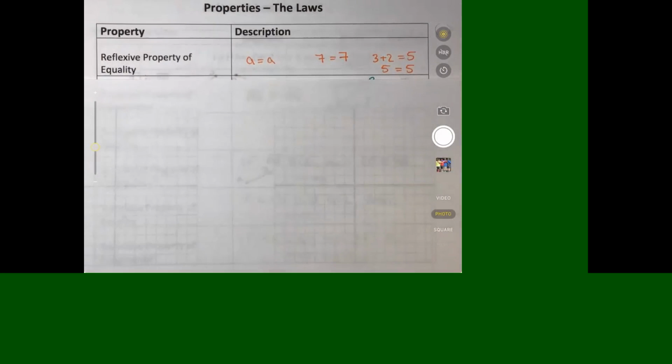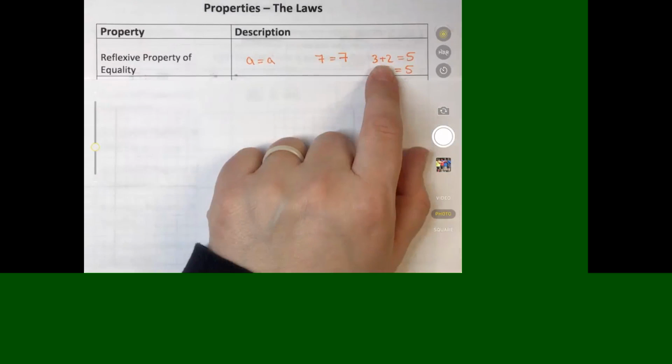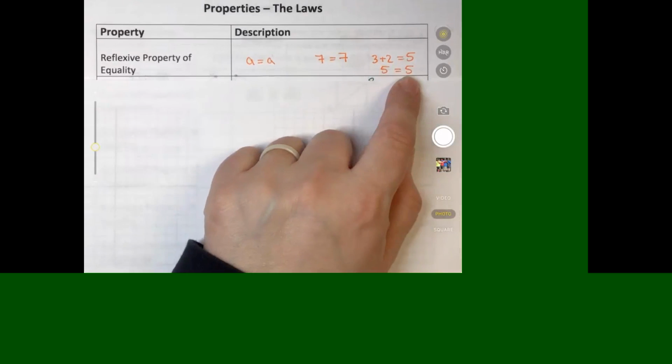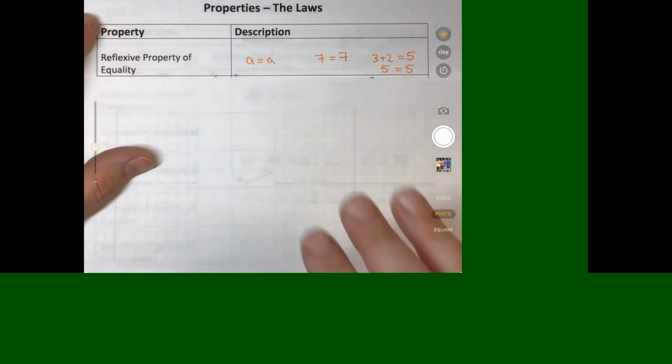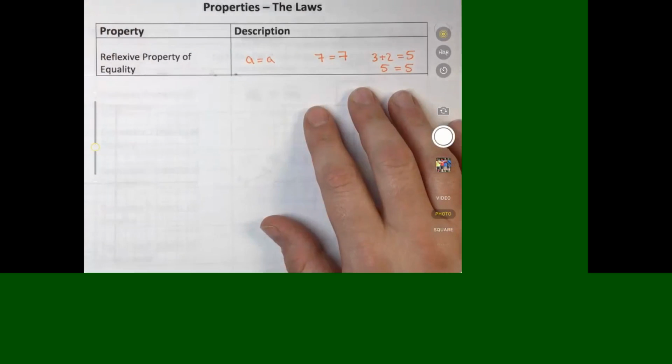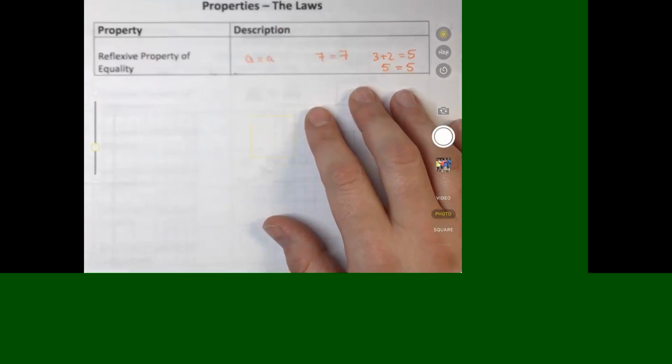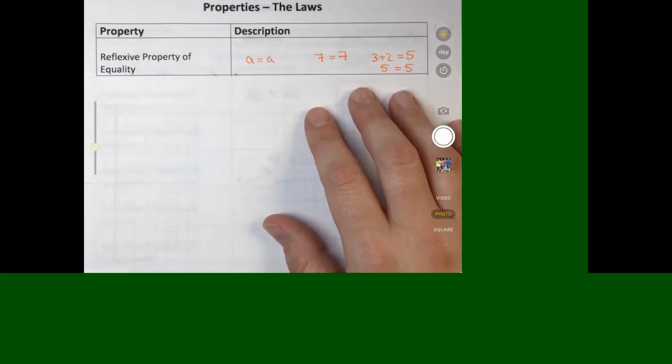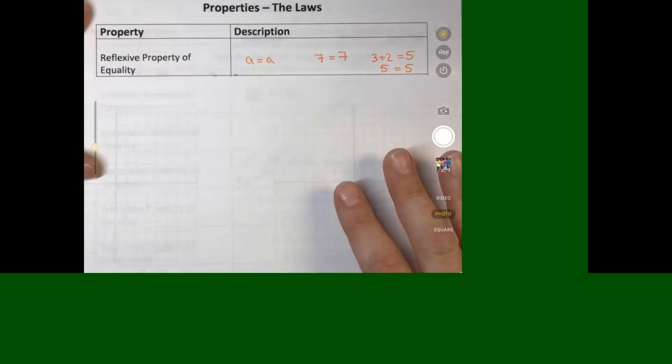I always have students, as we get started on this, who say, what do you mean reflexive? How do you not know that A equals A, right? And that 7 equals 7, and that 3 plus 2 equals 5, and 5 equals 5. So the reflexive property is basically telling me that we're going to have two parts that are the same thing. This is going to make sense when we get to our proofs.